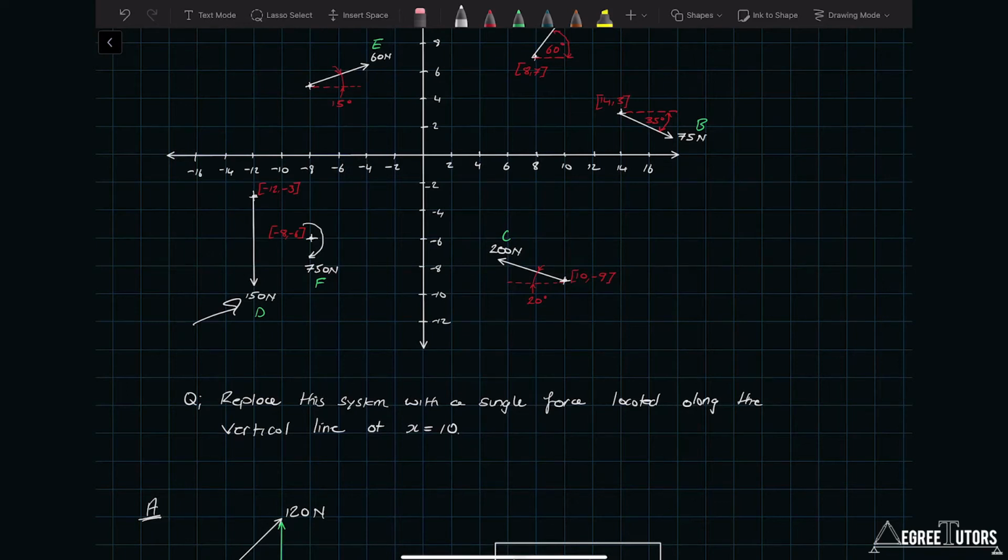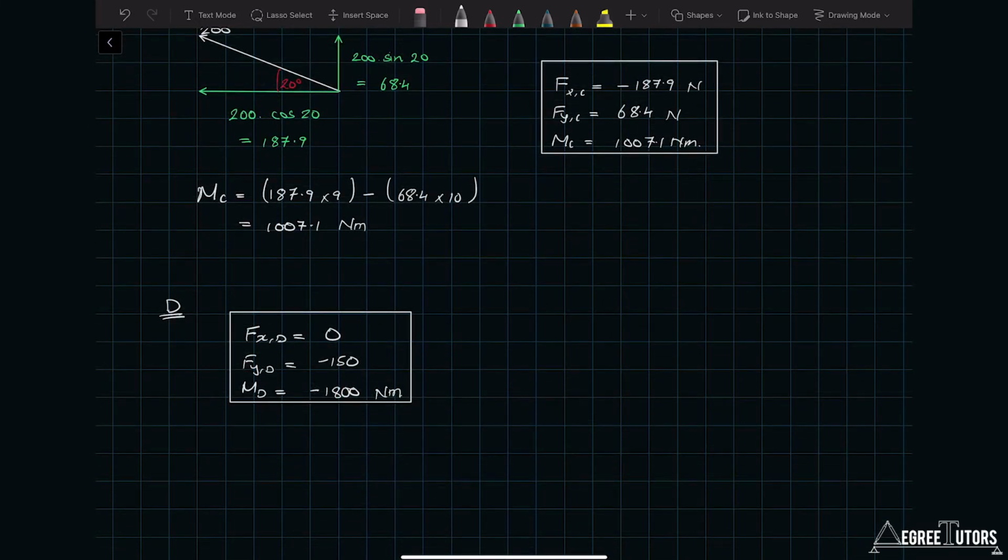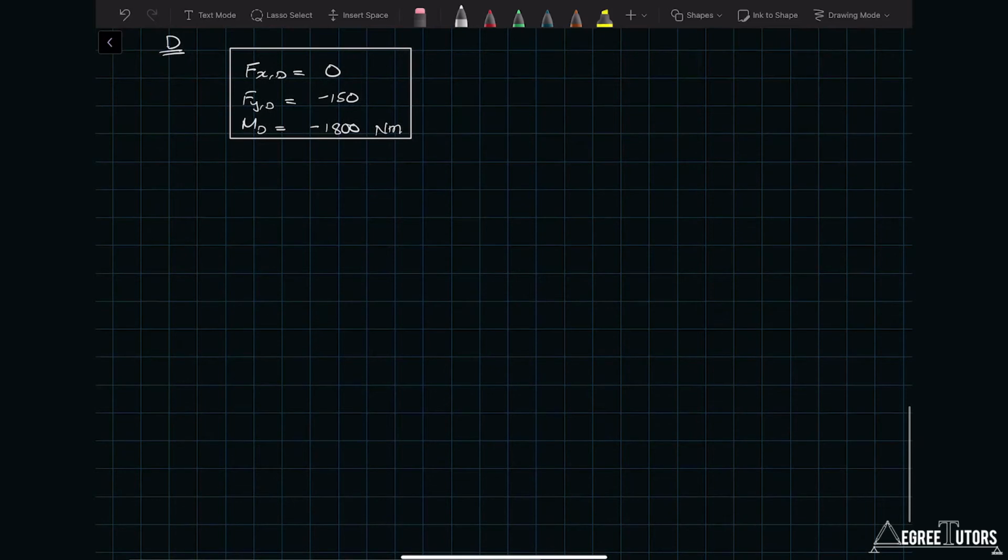That's pretty straightforward. The moment that force D generates about the origin is a counterclockwise moment, and so it's negative, and it's going to have a magnitude of 150 times 12, which is 1800 Newton meters. So we'll just summarize that without a sketch. Okay, so the final force component we need to look at is E.